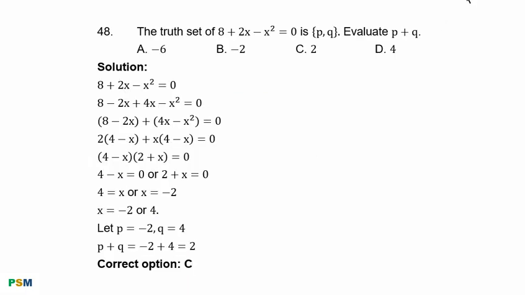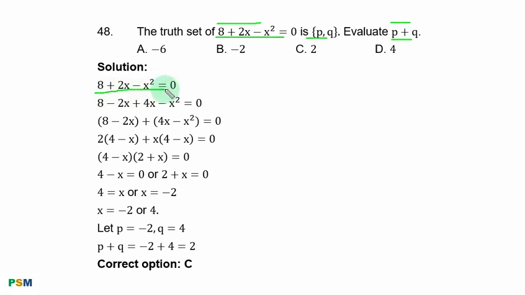Question 48. The truth set of 8 plus 2s minus s squared equal to 0 is {P, Q}. Evaluate P plus Q. So P and Q are the roots of the equation. You factorize it to get P and Q, then you add to get P plus Q. This is the given equation.